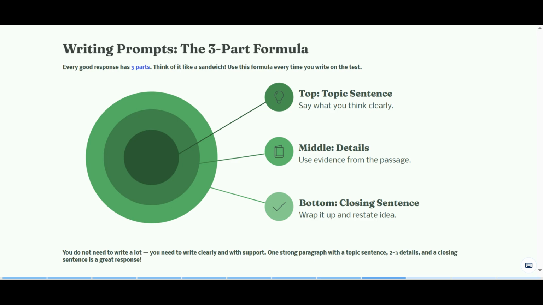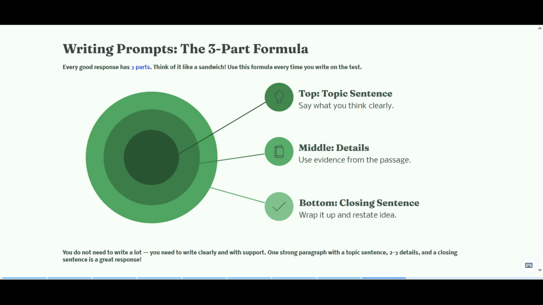Writing prompts, the three-part formula. Every good response has three parts. Think of it like a sandwich. Use this formula every time you write on the test. Top, topic sentence. Say what you think clearly. Middle, details. Use evidence from the passage. Bottom, closing sentence. Wrap it up and restate the idea.